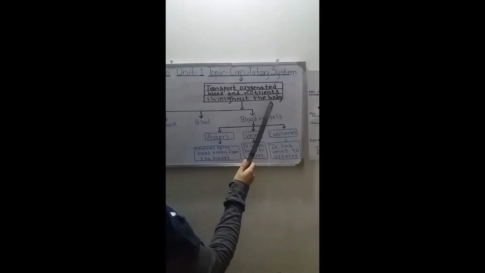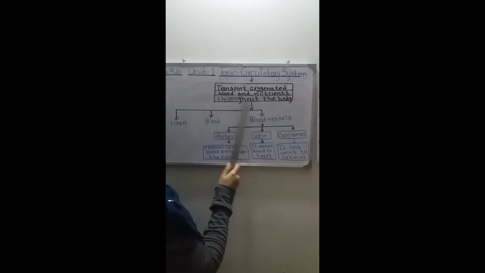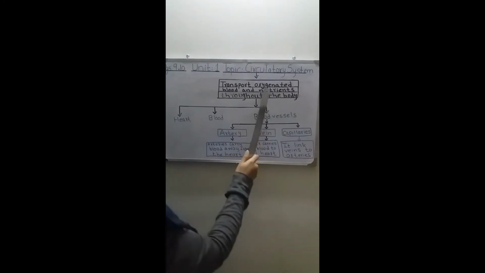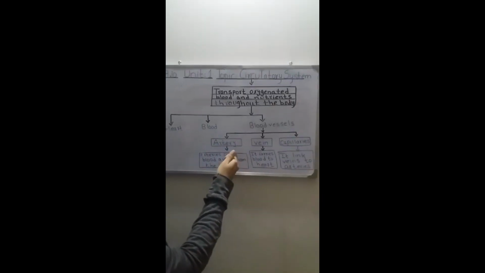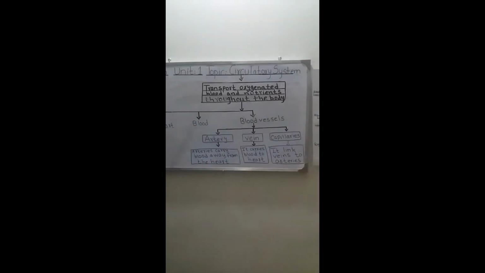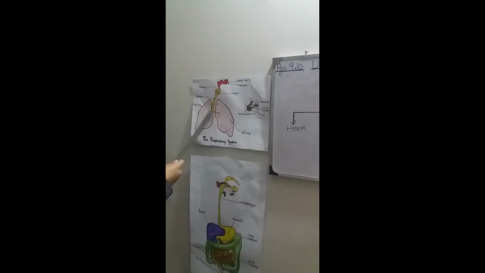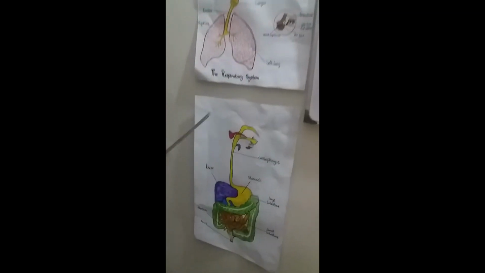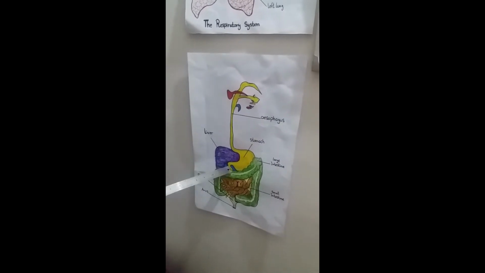One question comes to our mind. Where do we get oxygen and where do we get nutrients? So, I will give you the answer. We get oxygen from the lungs. These are the lungs. And from where do we get nutrients? We get nutrients from the digestive system.